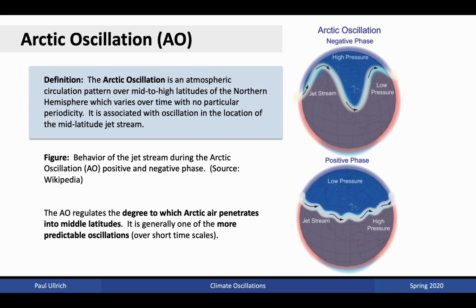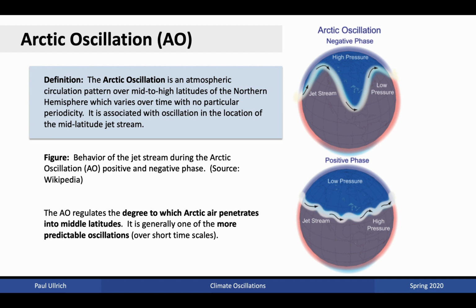The Arctic Oscillation regulates the degree to which Arctic air penetrates into the middle latitudes. It is generally one of the more predictable oscillations over shorter timescales and hence lends predictability over periods longer than the typical forecast window of 7 to 10 days. During the negative phase, we have a tendency for more Arctic air to penetrate farther south. Consequently, this can lead to cold conditions in more southern latitudes than they would appear typically.